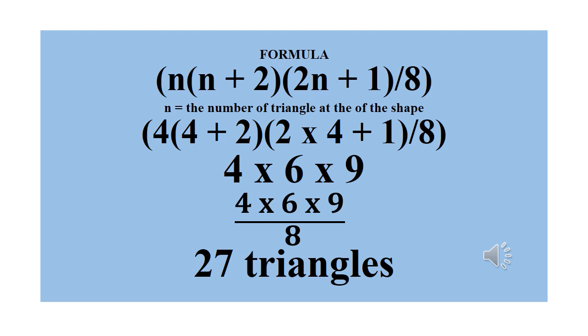So we have 4 into bracket 4 plus 2 close bracket, open bracket 2 times 4 plus 1, all divided by 8. 2n means 2 times n, so 2 times 4. So 4 plus 2 is 6, then times 4. Then 2 times 4 is 8, plus 1 is 9. So we have 4 times 6 times 9, all divided by 8, which will give us 27. It means we have 27 triangles in that shape.